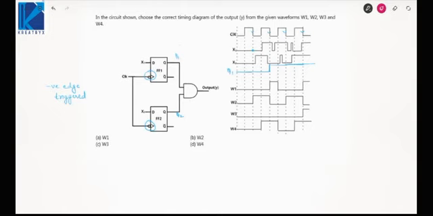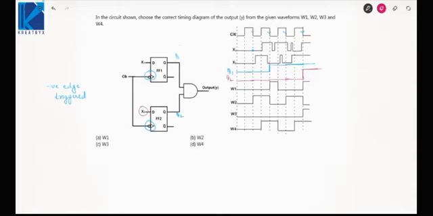For Q2, you have to check the value of X2 at negative edge of the clock. At negative edge of the clock, X2 is 0, so it will remain 0. At the next negative edge, X2 is 0, so it will remain 0. At next negative edge, X2 is 0, so it will remain 0. At next negative edge, X2 is 1, so it will become 1. Now what we have to take? We have to take AND of the waveforms.